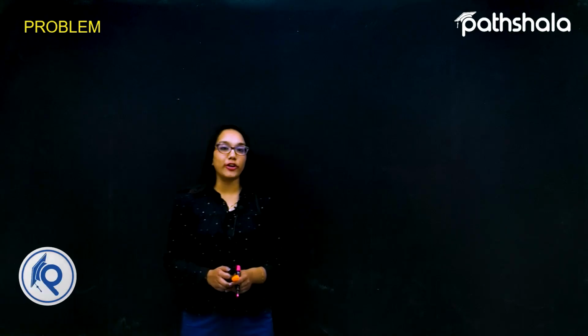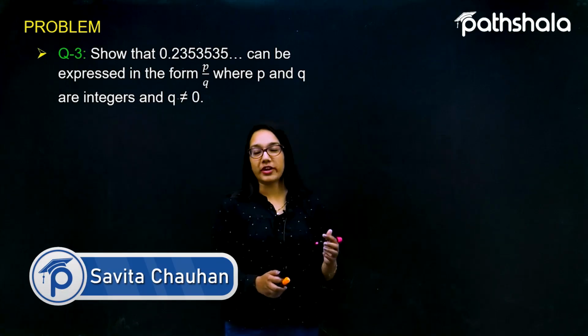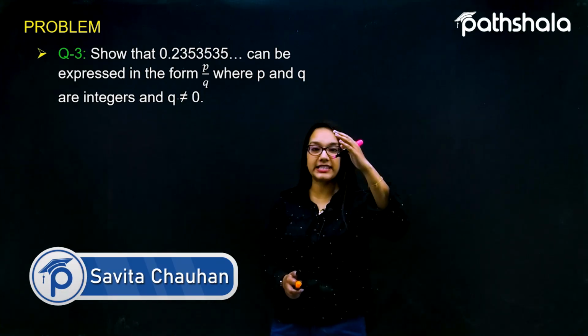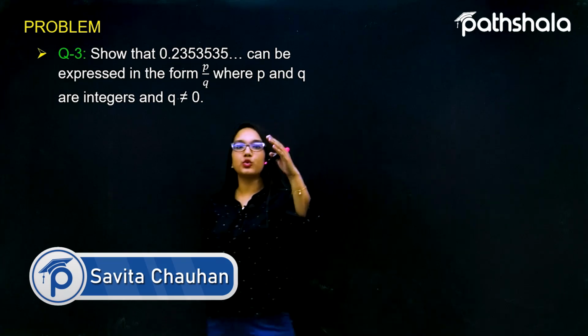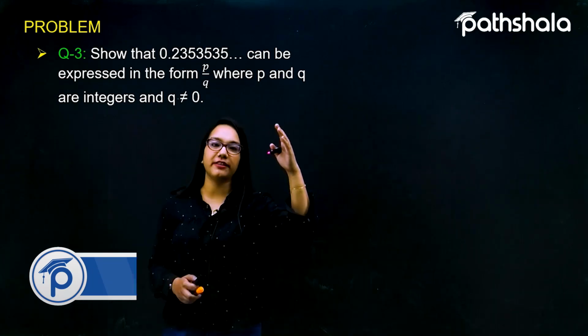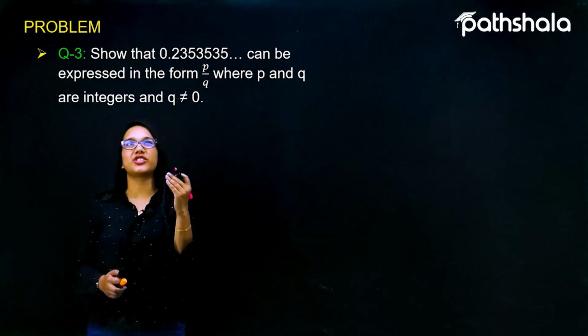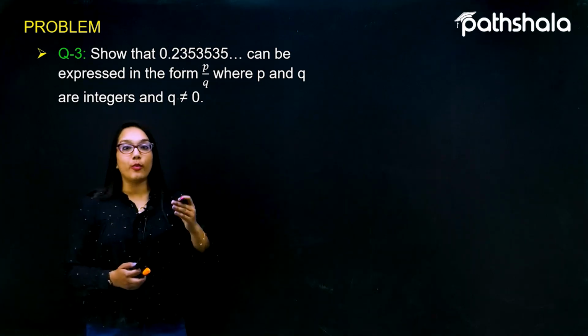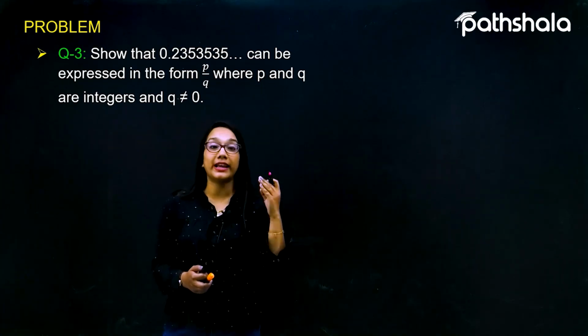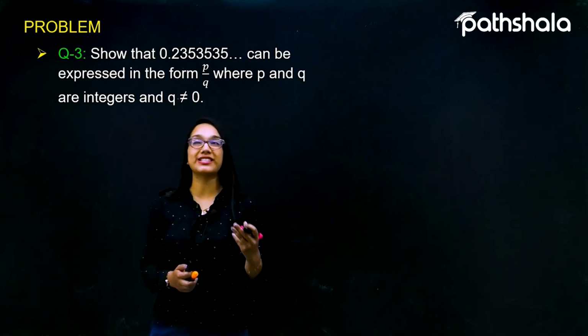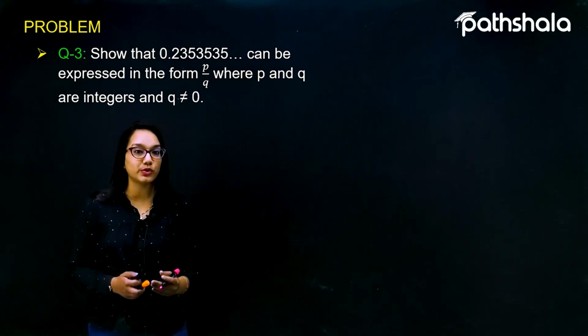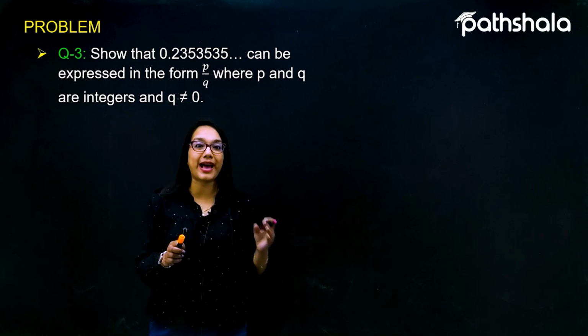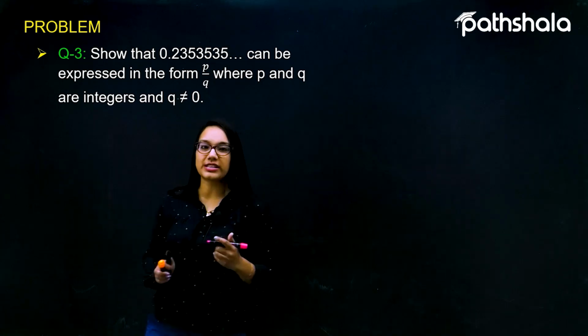So let's just move on further towards the next question. The next question is question number 3, which says: show that 0.2353535 and so on can be expressed in the form of p by q, where p and q are integers, and q cannot be equal to 0. So it is just as simple as the earlier questions. So let's just start with it.